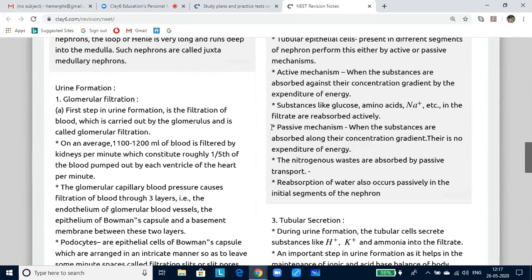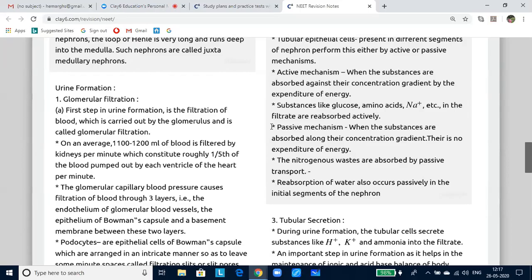The glomerular capillary blood pressure causes filtration of the blood through 3 layers, that is the endothelium of the glomerular blood vessels, the epithelium of Bowman's capsule, and the basement membrane between these 2 layers. Epithelial cells of Bowman's capsule called podocytes are arranged in an intricate manner so as to leave some minute spaces called filtration slits or slit pores. Blood is filtered very finely through these membranes and it is also considered to be ultrafiltration.